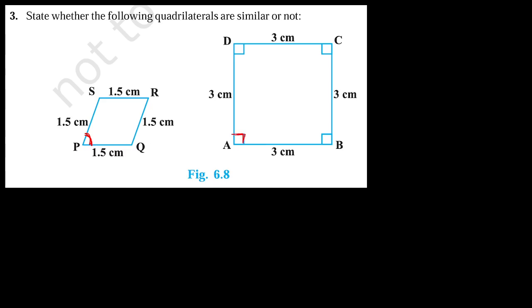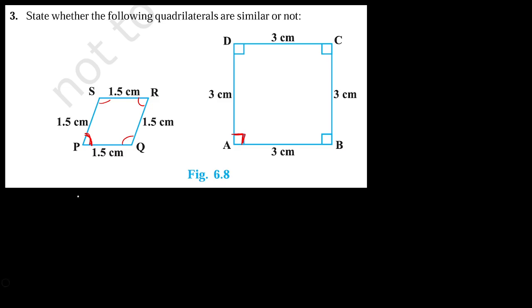It is a different angle, 90. So, understood, the first figure's angle and the second one's angle are not matching. So the first condition is failed. The angles should be identical. They have different angles. This angle is not the same as this angle. So they are not similar. So angles must be equal and the ratio of the sides must be equal. But here the first condition is failed. Angles are not equal. Clear?